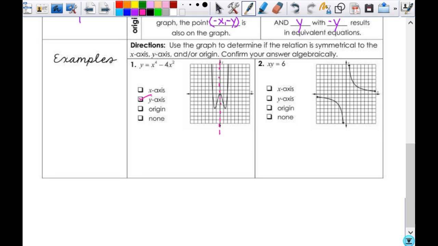The second part of the instructions says to confirm your answer algebraically. So our algebraic test for y-axis symmetry, what do I replace? The x. I replace x with what? Negative x. So that means I'm going to have y equals negative x to the fourth minus 4 squared. Did I substitute that in correctly?